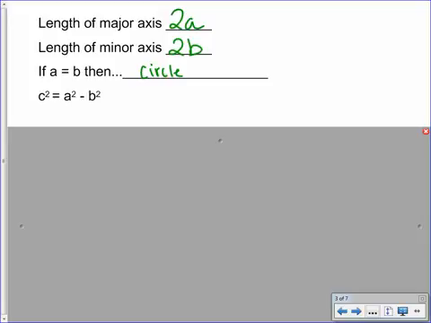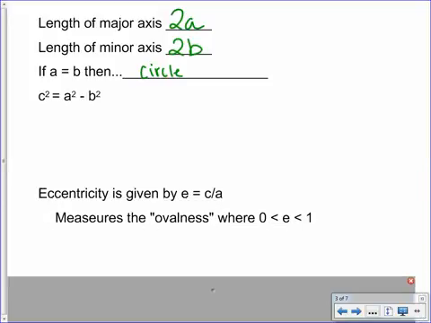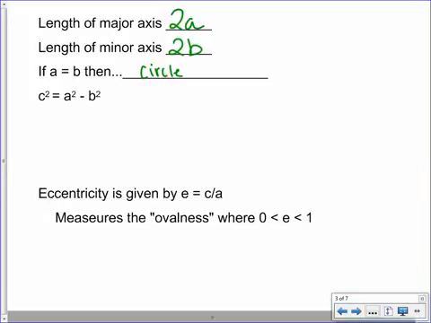Some of your circles were more ovular than the others. That's the word that Leighton threw out there. Ovular is what you said, I think. All right? Instead of saying ovular, we comment on the eccentricity. Okay? Eccentricity is a measure that tells us how oval we are. So if we take C over A, we get a number that's always going to be between 0 and 1.